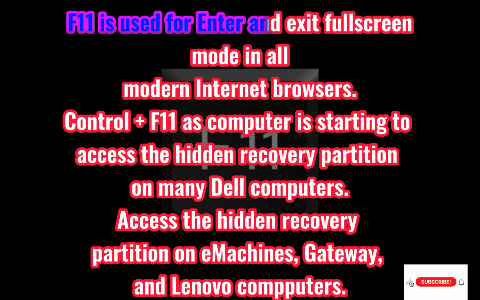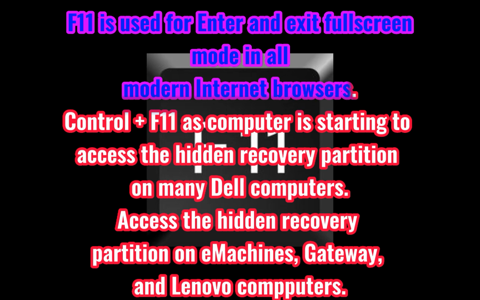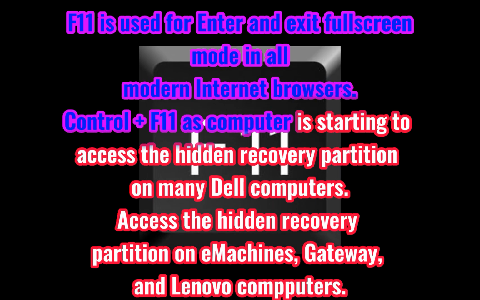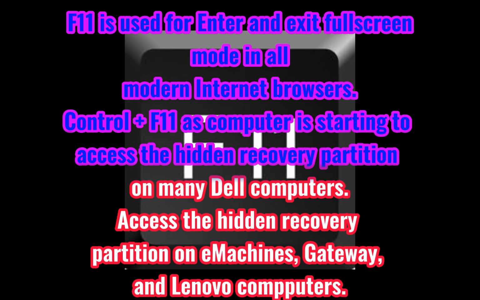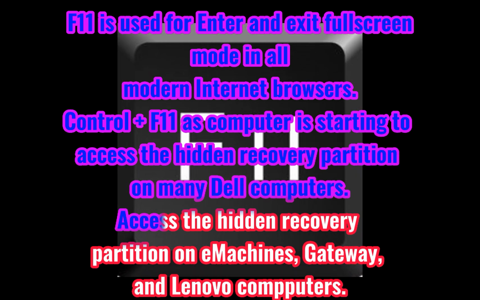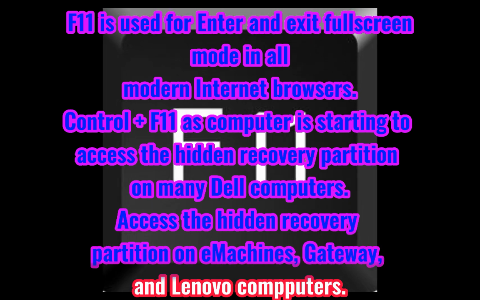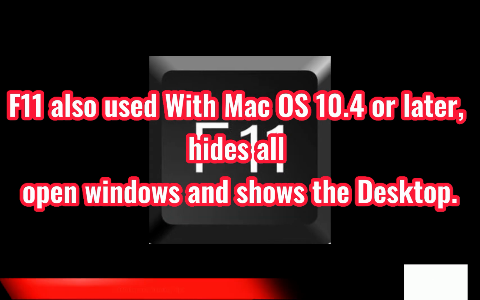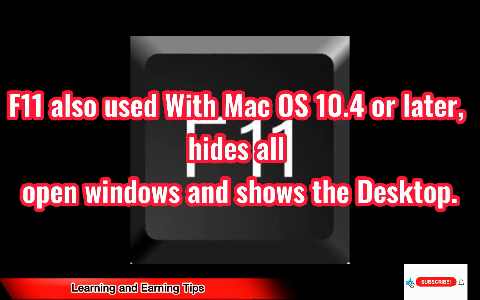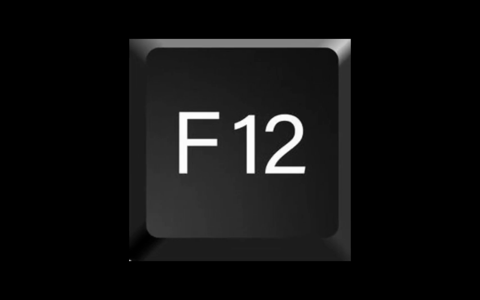Function of F11 key. F11 is used to enter and exit full screen mode in all modern Internet browsers. Control plus F11 as the computer is starting accesses the hidden recovery partition on many Dell computers. Access the hidden recovery partition on eMachines, Gateway, and Lenovo computers. F11 is also used with Mac OS 10.4 or later. Hides all open windows and shows the desktop.